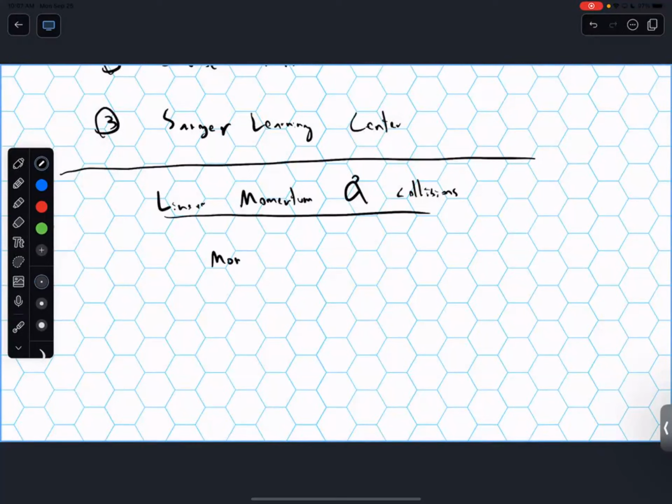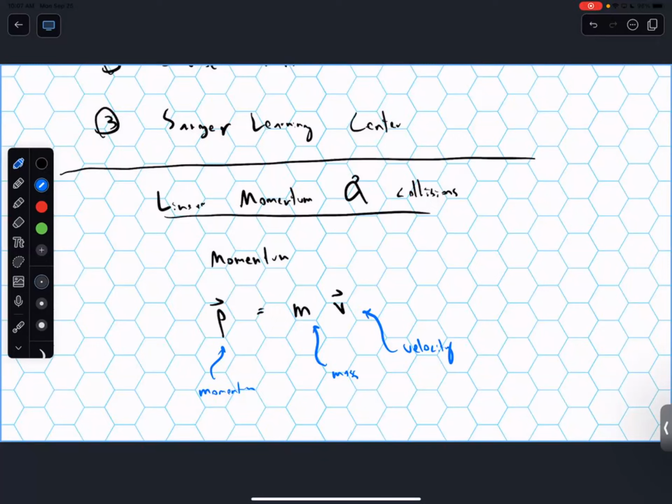So momentum is defined using the formula: the vector p, we always use p to denote momentum in physics. The vector p is equal to m, the mass, a scalar, times v, another vector, where v is the velocity. So let's go ahead and fill that in. This is momentum. This is mass. And this is just velocity as we've always seen it.